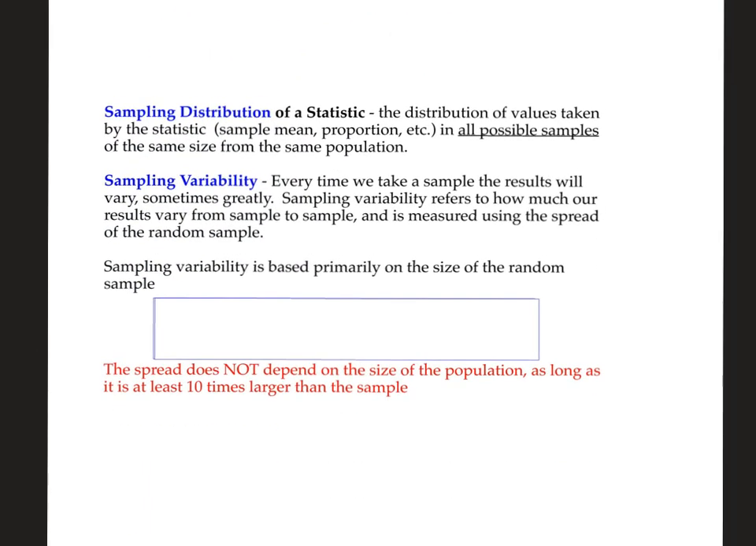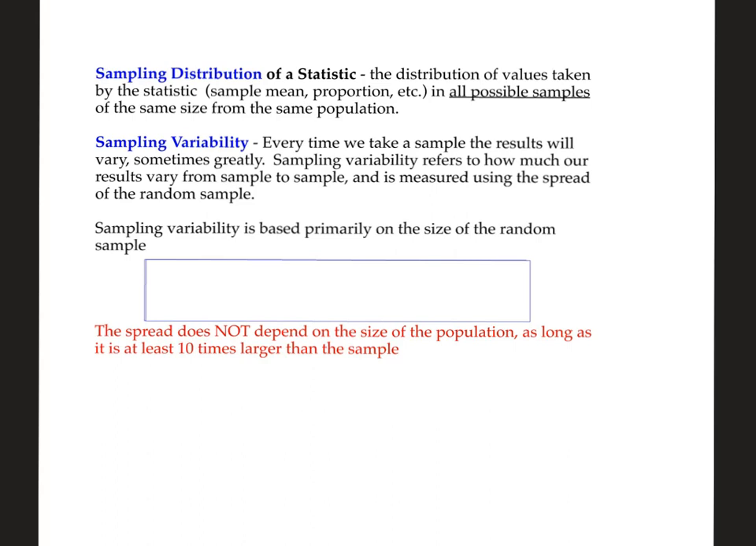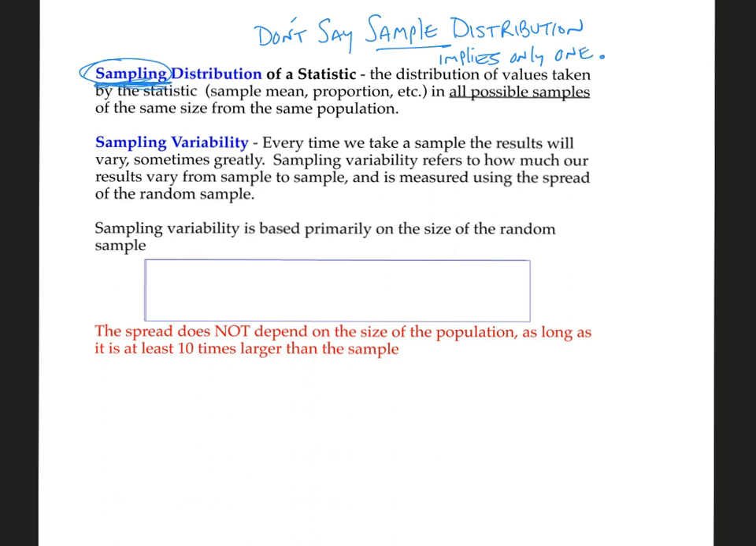Next page. All right, we did talk about this in class, but it's just kind of nice to have it written out. So, a sampling distribution. Sampling. Don't say sample distribution, because if you say sample, that implies only one. And that is not the case, because with a sampling distribution, it is all possible samples of the same size from the same population.